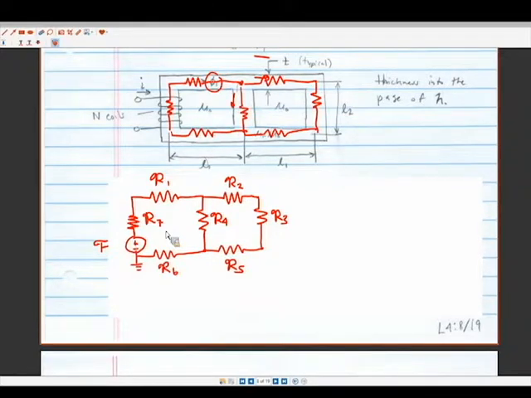All right, and then as a reminder, what we're trying to ultimately get to is the flux Phi1 that's going through reluctances R6, R7, R1. That's what we're trying to get to. Any questions about what I've done so far?